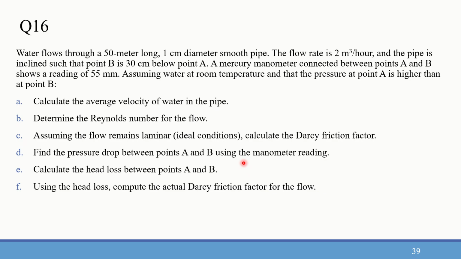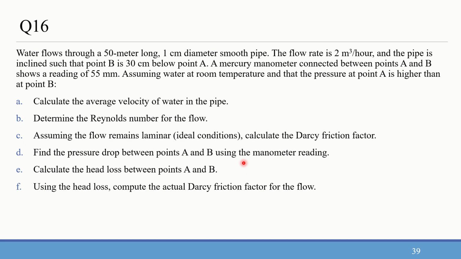B is slightly down from A, and also we have a mercury manometer connected between A and B, which shows some reading indicating the pressure drop. And what else is given? Pressure at A is higher than at B. These are all the information given.